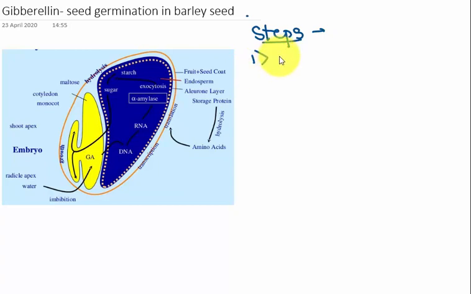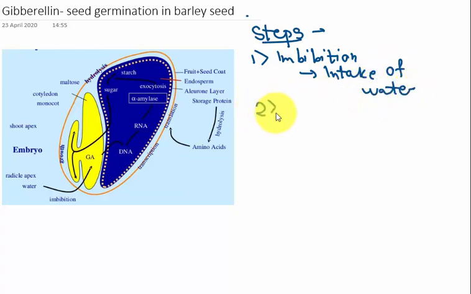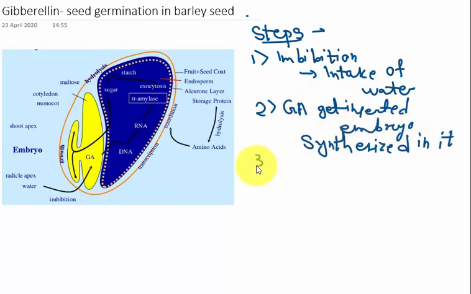First, imbibition takes place, where the intake of water to the embryo occurs. Next step is, in this way the gibberellin gets into the embryo and is synthesized in the embryo. The third step is, as it enters the embryo, by the help of the scutellum it enters the endosperm.